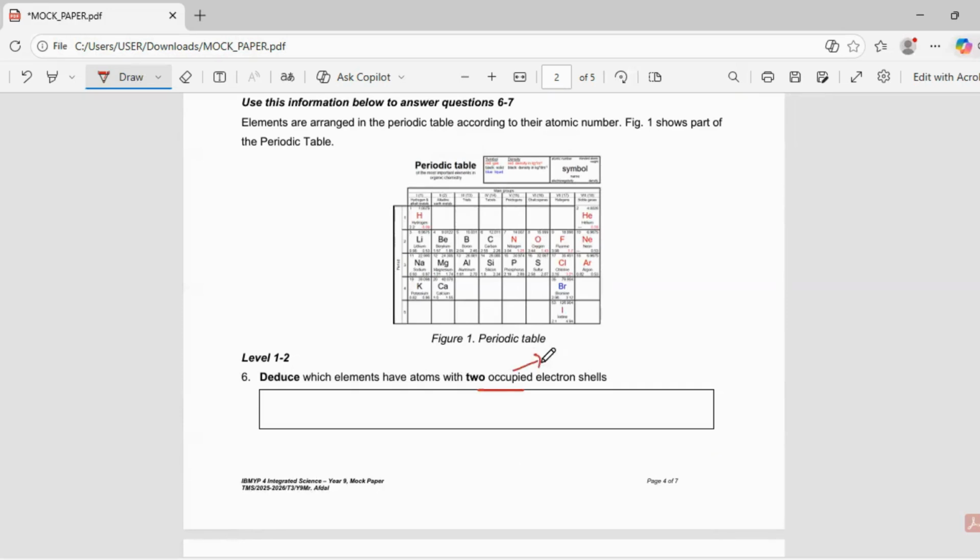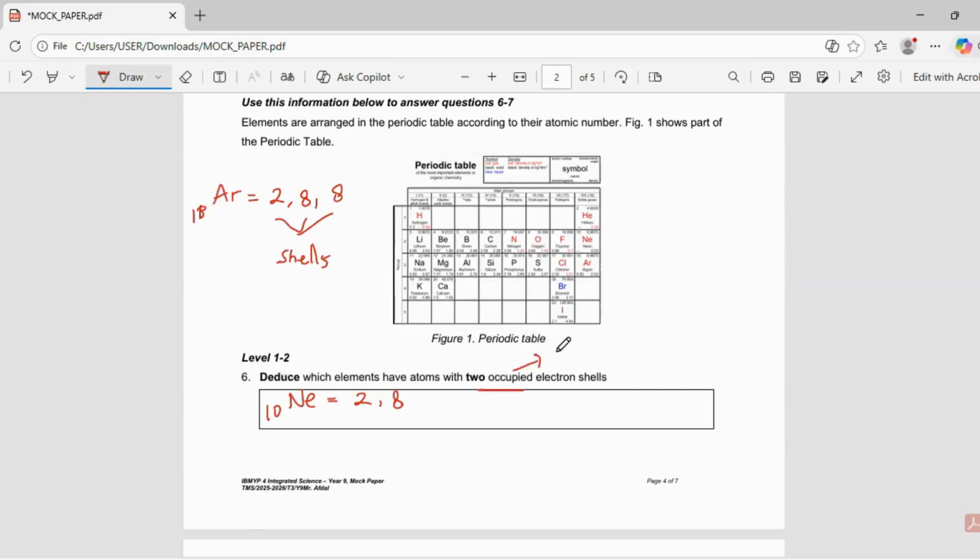Two occupied electron shells here, you can refer to neon. Why is it neon? Because when you write the electronic configuration, it is 2.8, right? So you have two shells because 2.8 indicates two shells. While argon is 18, and if you write the electronic configuration, it will be 2, 8, and 8. So you have three shells. So it's different. The one that we need is two shells.